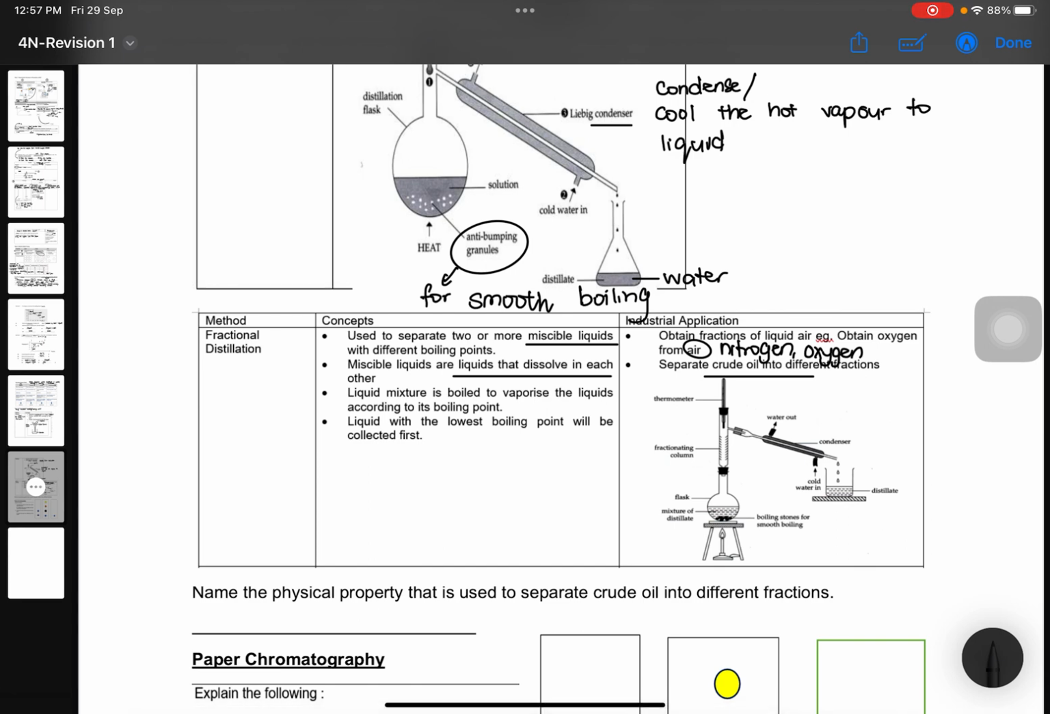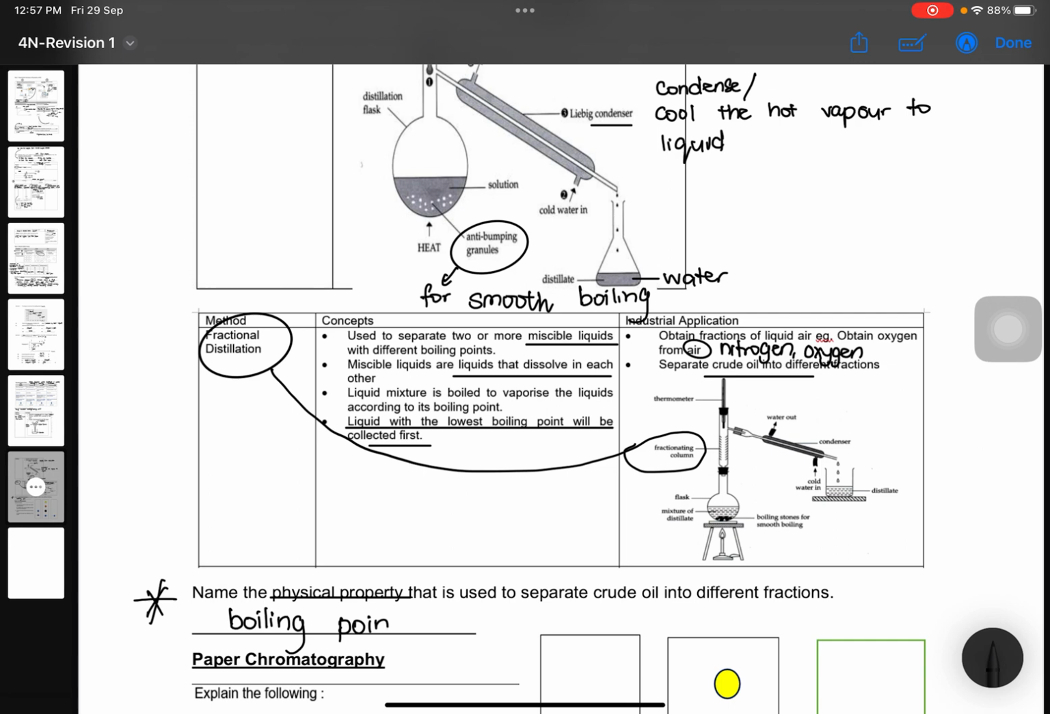Take note that for fractional distillation, you must have the fractionating column. And the concept is that the liquid with the lowest boiling point will be collected first. One question that will always be asked is, name the physical property that is used to separate crude oil into different fractions. This physical property is boiling point, because the liquids have different boiling points, so you use the boiling point to separate the components into different fractions.